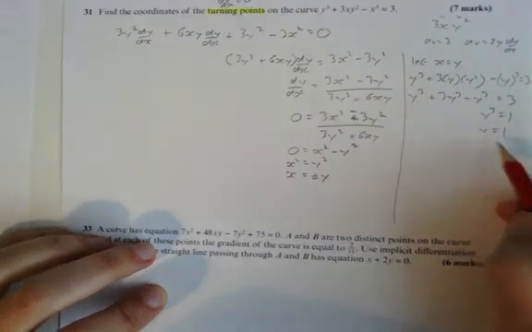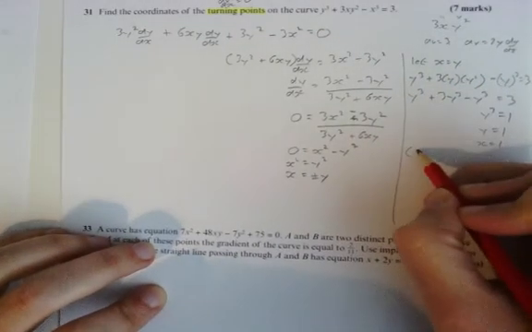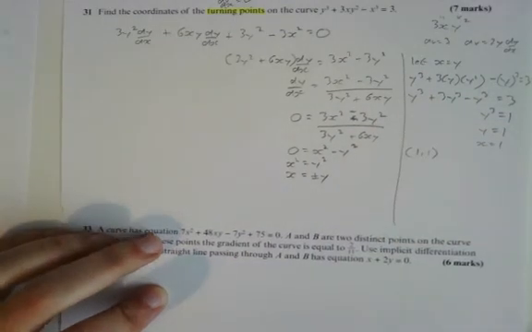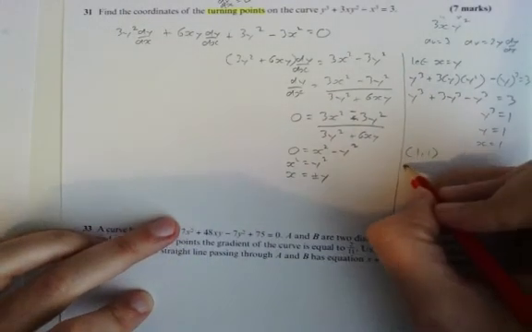And remember, right the way back at the start of this, we said that x was the same as y. So if y is 1, then x must be 1. So that gives me the coordinates 1, 1. Okay. I'm now going to do the same thing for minus y.